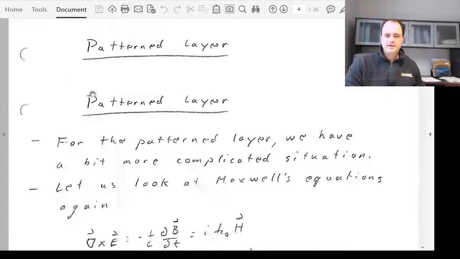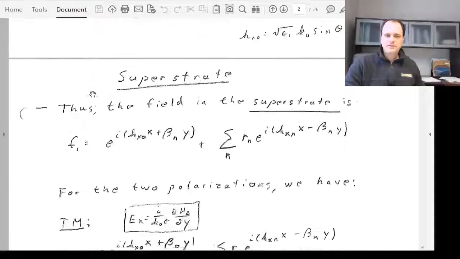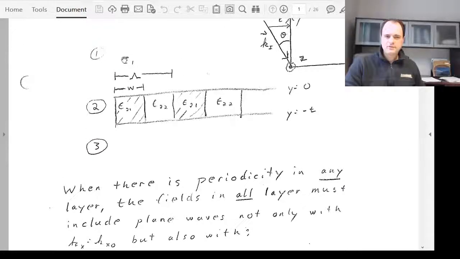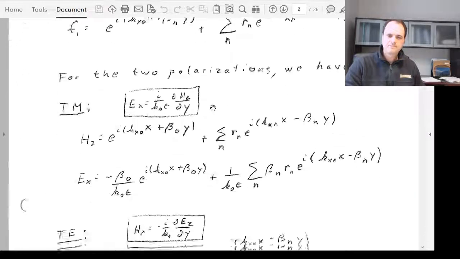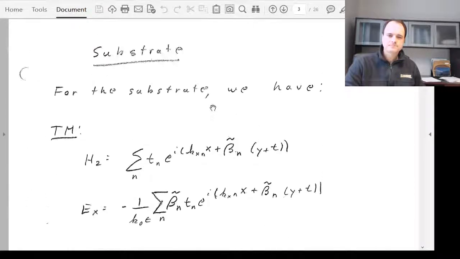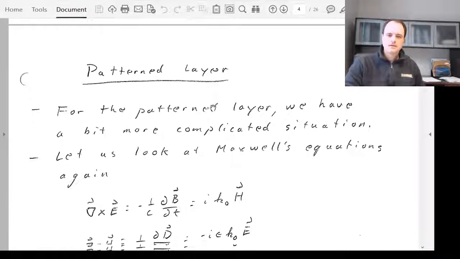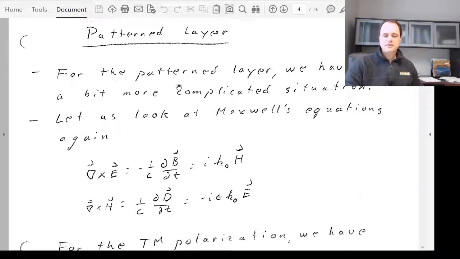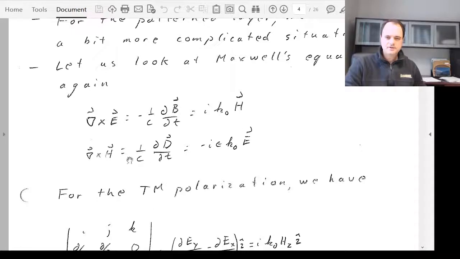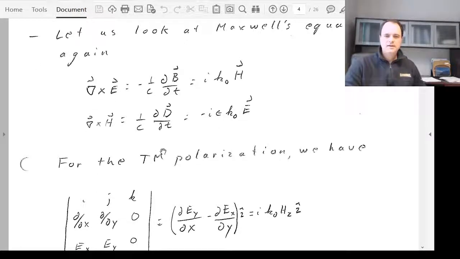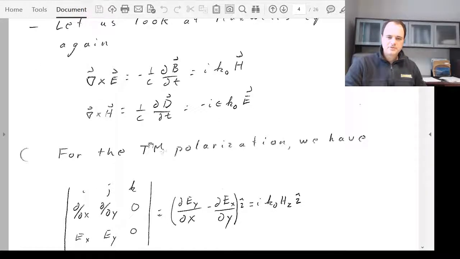So pattern layer. Now we've done the expansion of the fields in the superstrate and the substrate, and now we have to do it within this layer itself as well. Okay. So for the pattern layer, we have a bit more complicated situation. Let us look at Maxwell's equations again. So we have Maxwell's equations, as we all know and love, and we're going to look at them both for the TM polarization and the TE polarization.